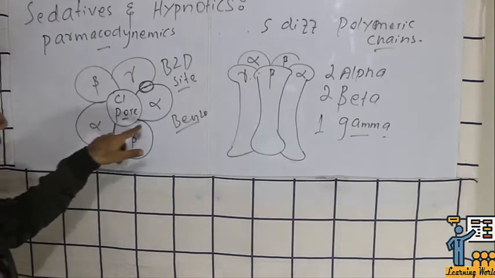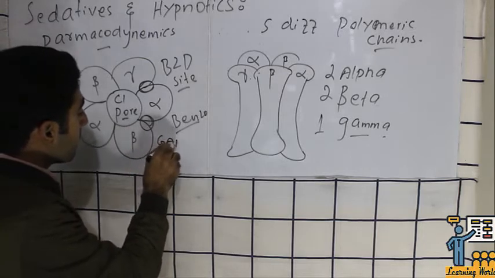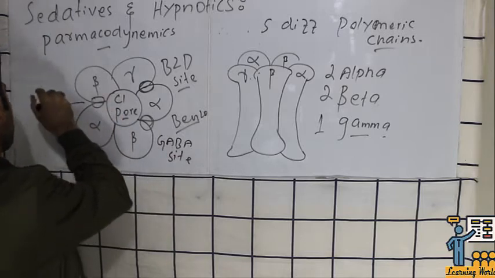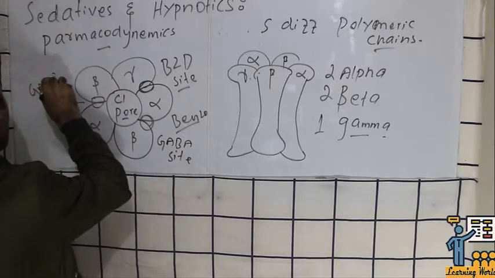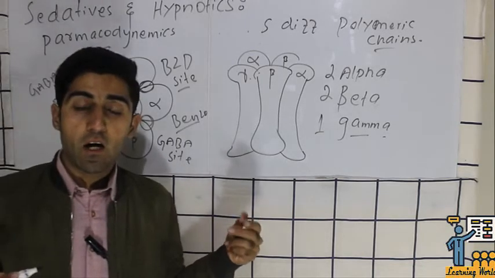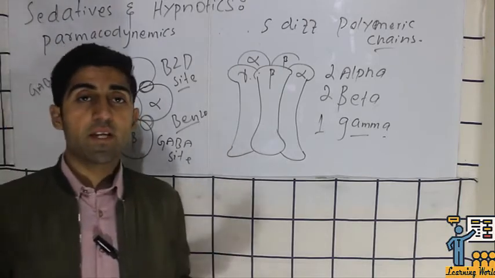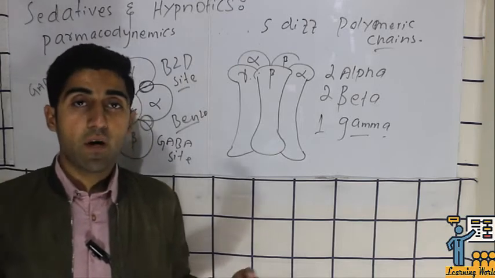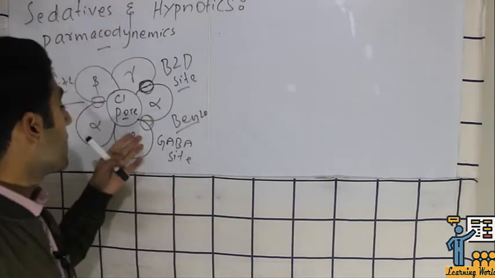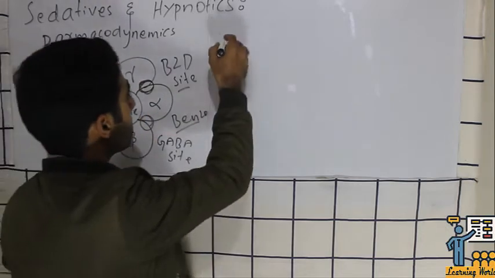Between the alpha and beta is a specific type of site, which is called the GABA site, which provides the attachment site for the barbiturates and for the GABA neurotransmitter. When one of the sedative or hypnotics acts on the GABA site or BZD site, they will activate the GABA receptor.